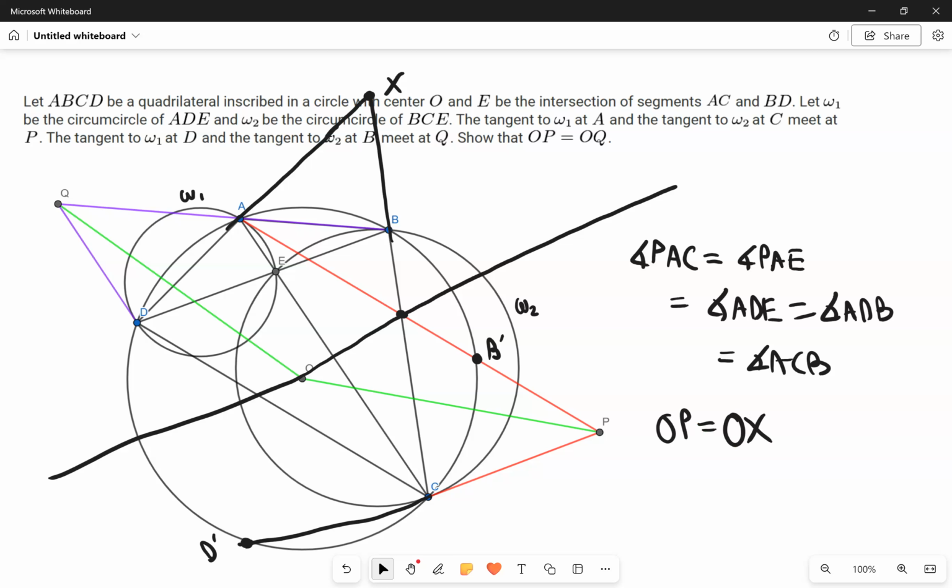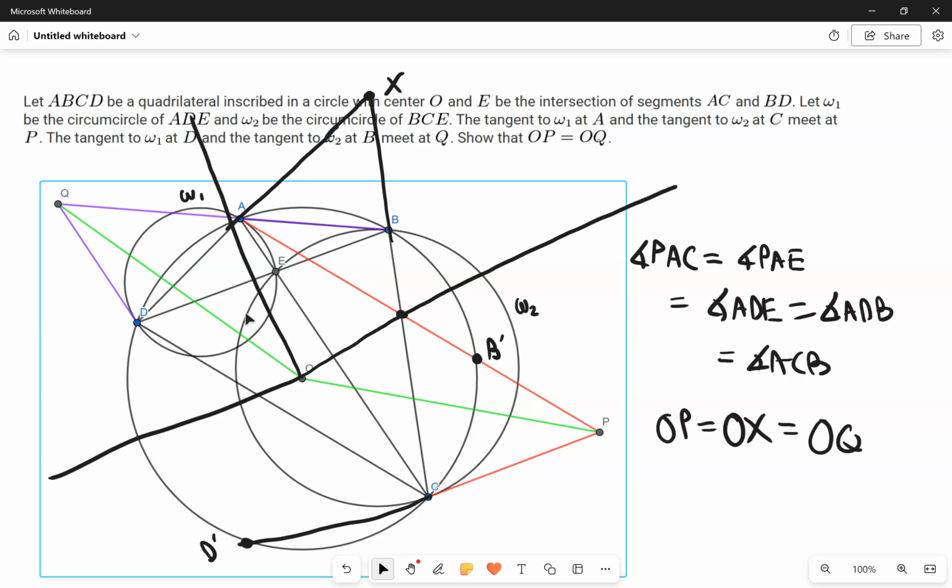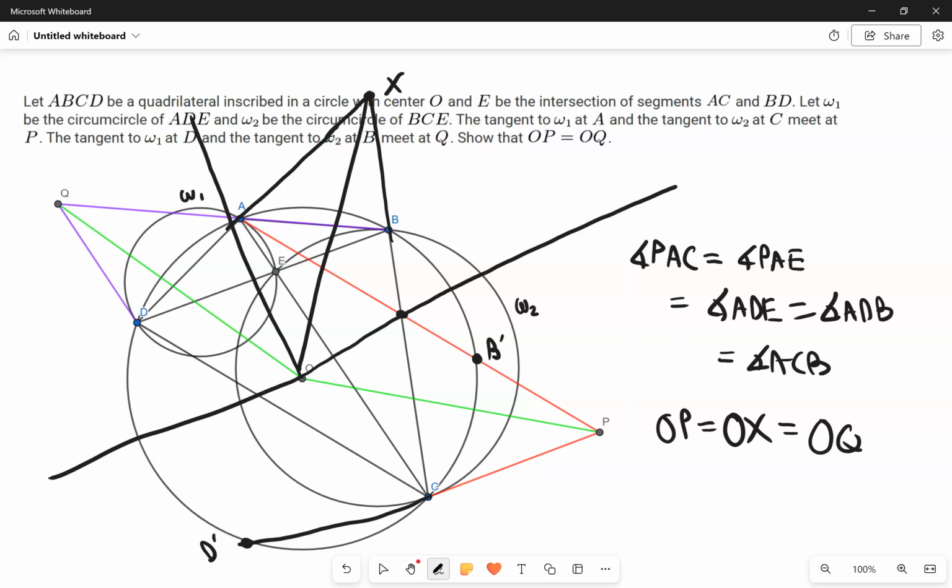Instead we consider the perpendicular bisector of BD. And repeating our argument here, we discover that this is also equal to OQ. And therefore, the segments OP and OQ are in fact equal to the segment OX. And this concludes our proof.